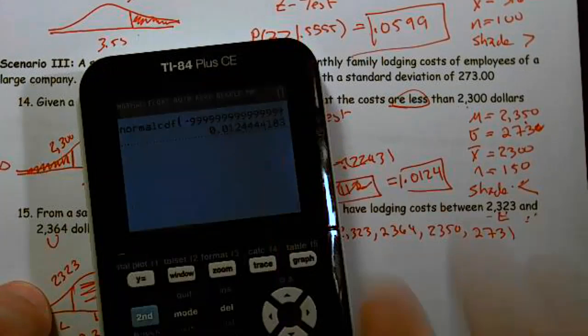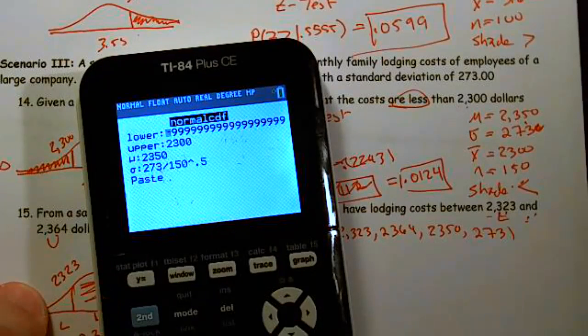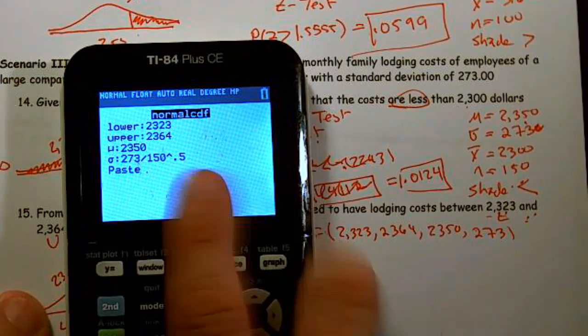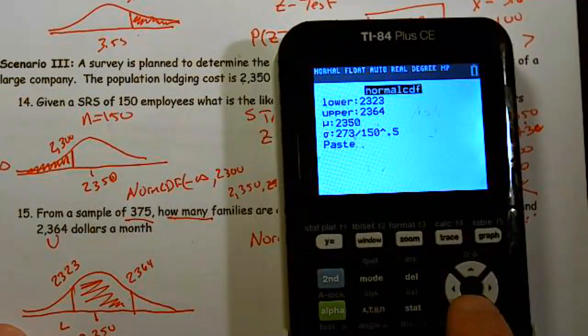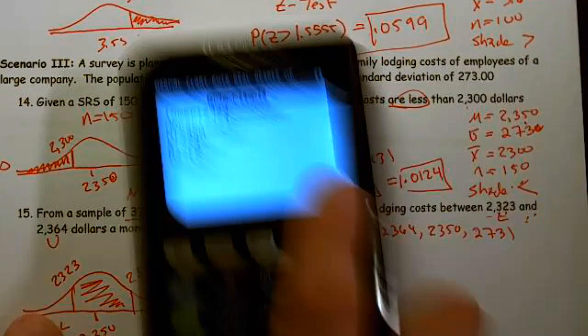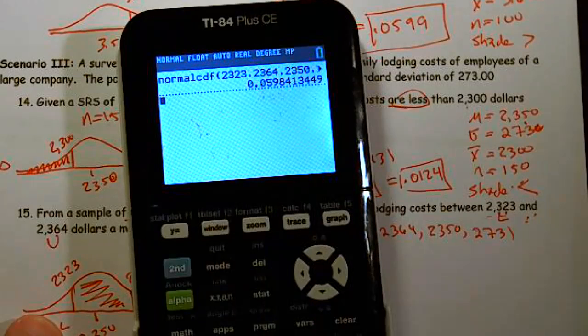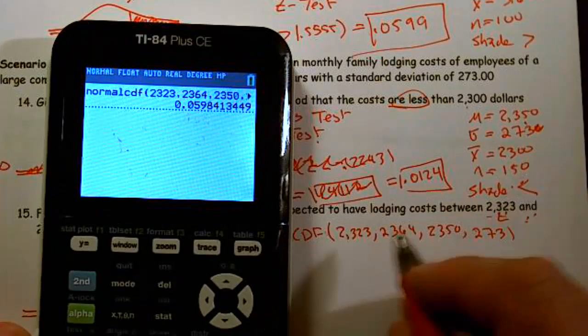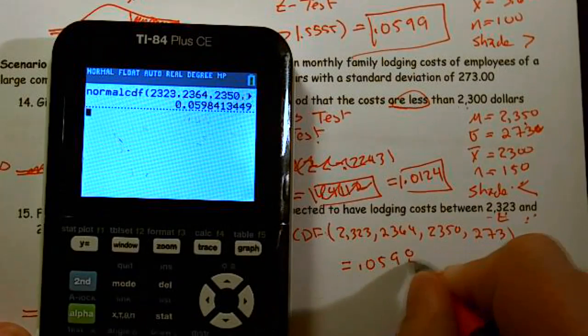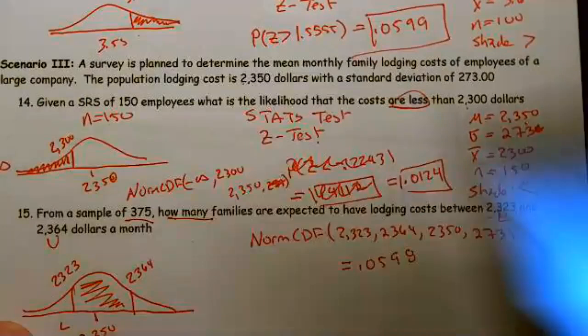So second vars, norm CDF, lower bound 2,323, upper bound 2,364, mean 2,350, standard deviation is 273. Because we're talking about what's the probability of a single family, because that's what we're going to do first is a single family. When we do a single family, we find out that the probability that a single family is 0.0598. But they didn't ask for the probability. They asked for how many.